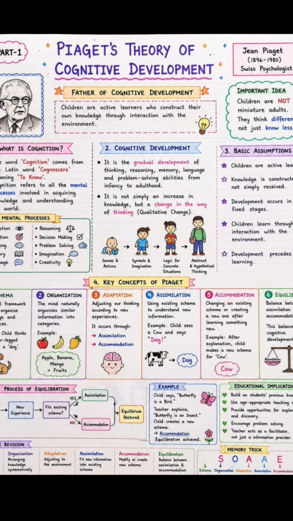Earlier psychologists believed that children simply knew less than adults. Piaget completely rejected this idea. According to him, children do not merely possess less knowledge. Instead, they possess a different way of thinking. This single idea completely transformed educational psychology. Even today, modern child-centered education, activity-based learning, experiential learning, and constructivist classrooms are deeply influenced by Piaget's work.